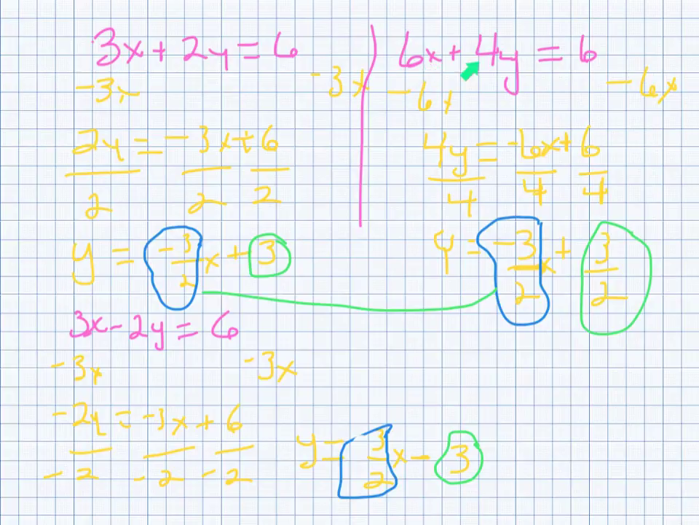Over here I have 6x plus 4y equals 6. I subtract negative 6x from both sides. I end up with 4y equals negative 6x plus 6. Again, I put it in the proper format. Divide everything by 4, and I have y equals negative 3 over 2 x plus 3 over 2. And the ones that match are these two, and so these two would be parallel lines. Again, watch your negative signs, and when you're multiplying and dividing negative by negative.